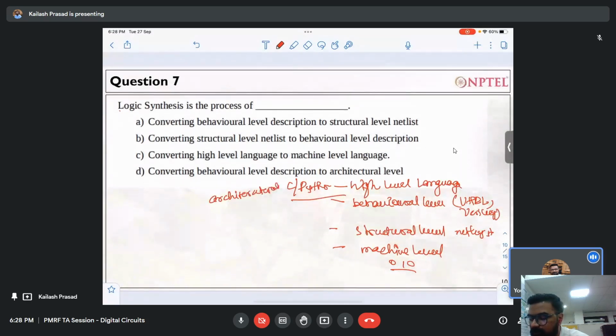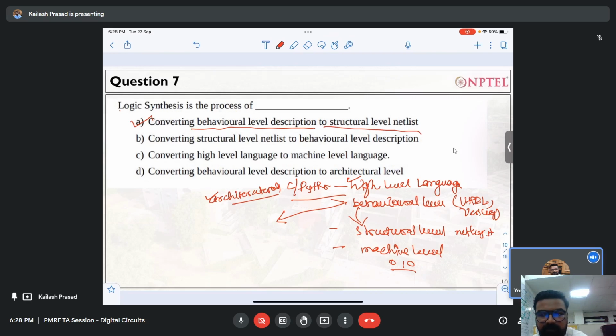But the question is, what does the process of synthesis mean? Synthesis is related to hardware description language, and the two levels, architecture and high level, are beyond the scope of hardware description language. So we talk about the behavioral level. Synthesis means you convert this behavior level into AND gates, OR gates. You just break it down. So the process of synthesis is converting the behavioral level description to structure level netlist. This is what the process of synthesis is called.